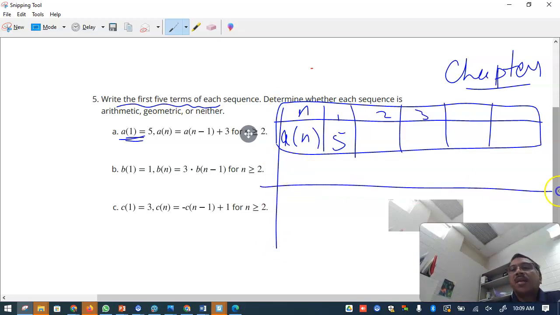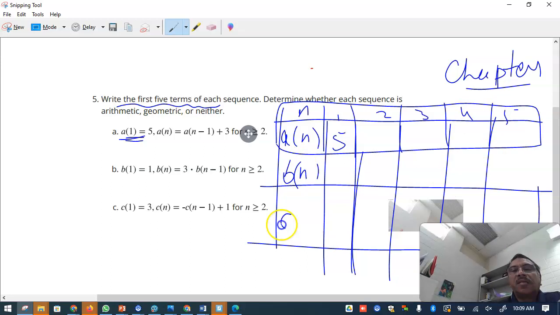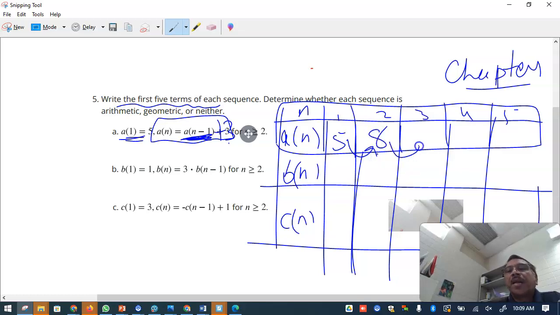And I think we can do the same thing for all of them. So the N is common for all, and then the rest we can call BN, and this is CN. Okay, and what does it say here? It starts with 5, but then you're adding 3 each time to the previous one. So you add 3, it becomes 8. Add 3 becomes 11. Add 3 becomes 14. So that's how you do it.